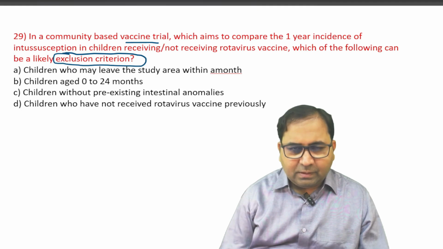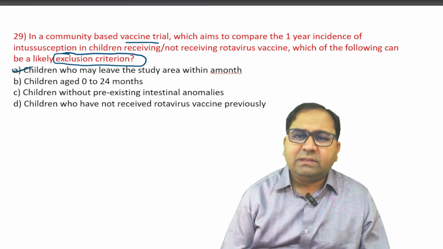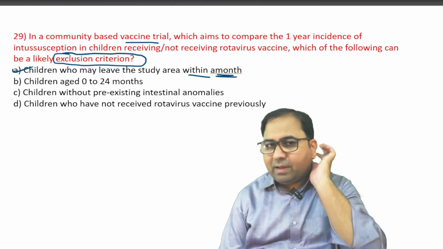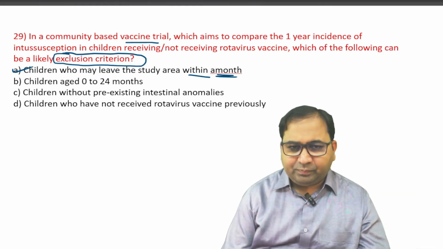The answer is option A, that is, children who may leave the study area within a month. Because they are going away from the area. If they are going away from the area, then that is surely an exclusion criterion. You have to leave them.